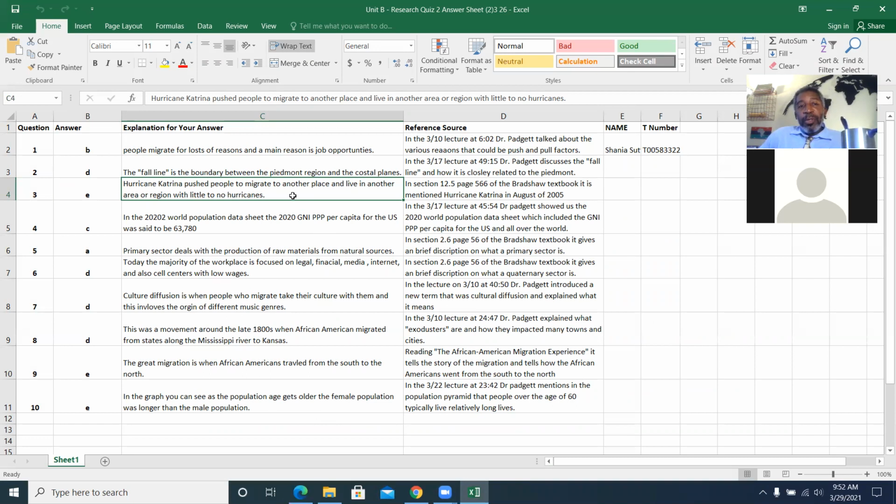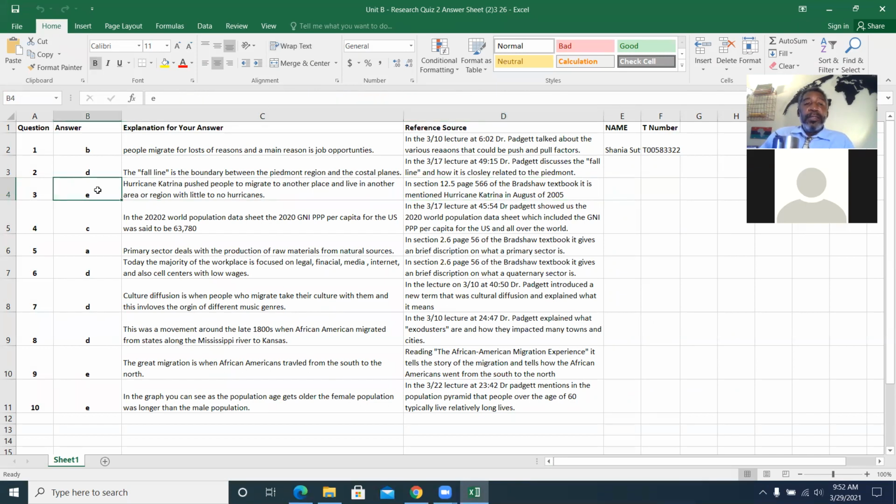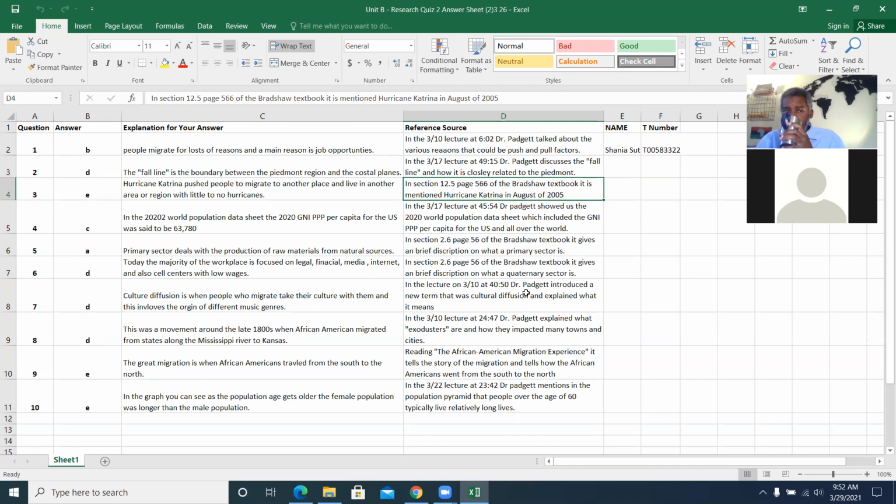Threw some vocabulary words in there. Push factor. Definite. And then mentions, boom. So this one, Sutton got all 3. Correct answer, good explanation, good reference source. She has a specific section of the textbook. Mentioned that it is the Bradshaw textbook, page number. This kind of detail is what I'm looking for in all of your answers.